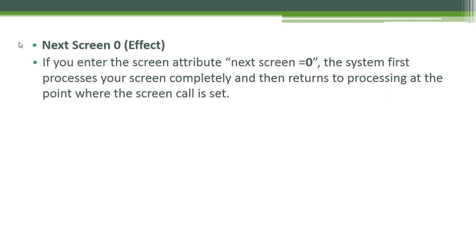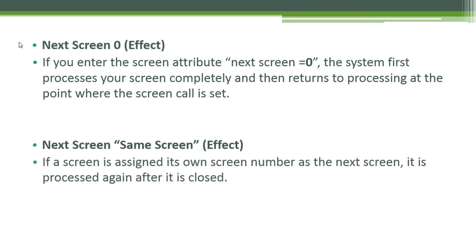Let me tell you about the next screen, zero effect. If you enter the screen attribute next screen 0, the system first processes your screen completely and then returns to processing at the point where the screen call is set. If you use the next screen, the same screen effect, if a screen is assigned its own screen number as the next screen, it is processed again after it is closed.